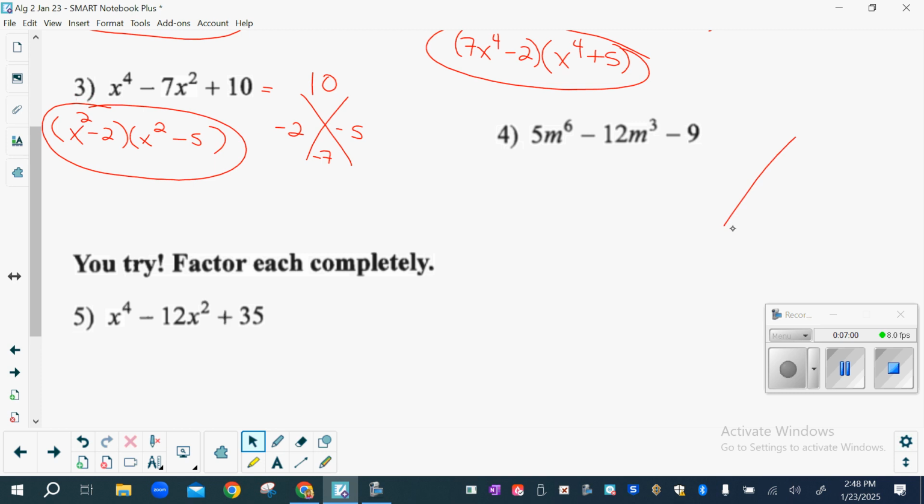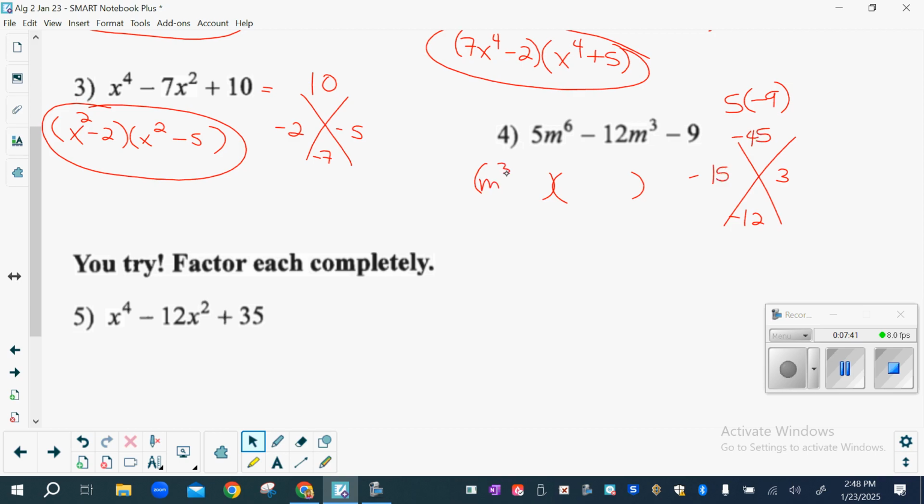5 times negative 9. Yeah, 5 times negative 9, negative 45, and then negative 12. What multiplies to negative 45 that adds to negative 12? 15 and 3. Yeah, 15 and 3. What are the signs on the 15 and the 3? Negative 15. Yeah, negative 15. Yep. So now this group back here, tell me what the 2 factors are.